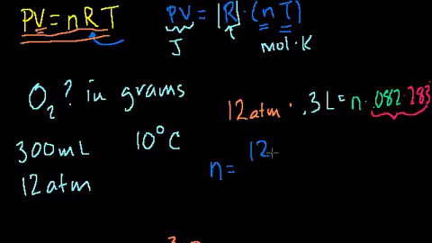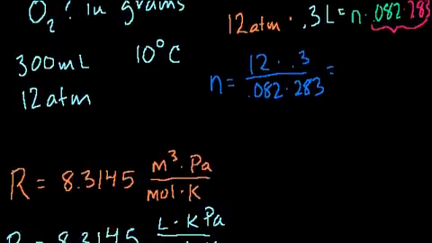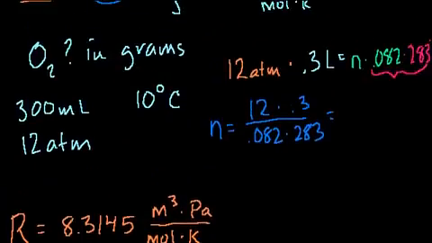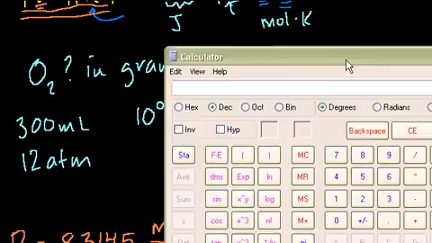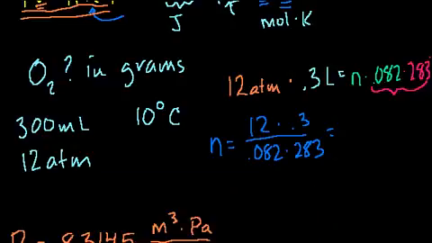is equal to 12 atmospheres, I'm just swapping the sides, times 0.3 liters divided by 0.082 times 283 degrees. And that is equal to, and our answer will be in moles. And if you want to verify that, you can plug in all the units and use the units for the ideal gas constant. But the number of moles we're dealing with, I want to make sure we have space. So it's 12 times 0.3 divided by 0.082 divided by 283 is equal to 0.155 moles.